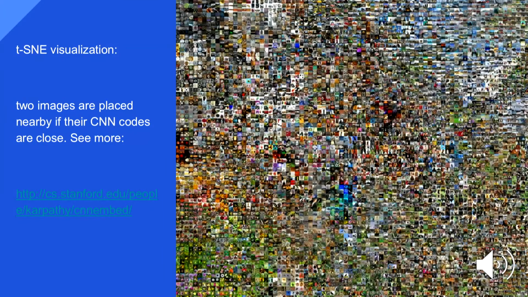Okay. So here we are. Images are placed nearby if their representations are close. And I won't do it here because it'll mess everything up, but you can zoom into this photo and see the component images and see that they're actually quite similar to each other.